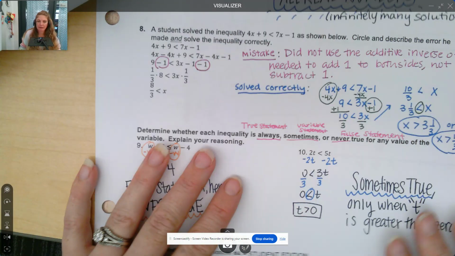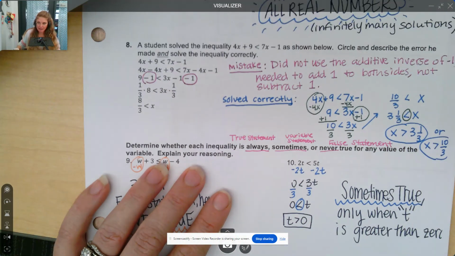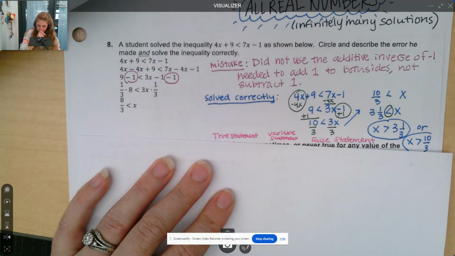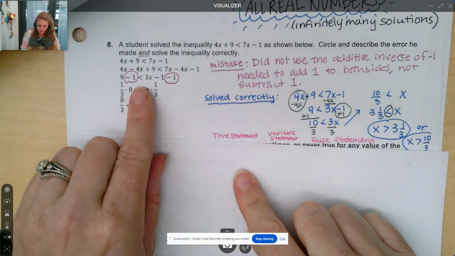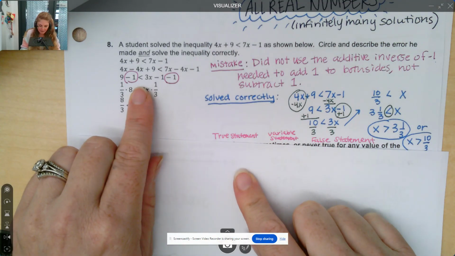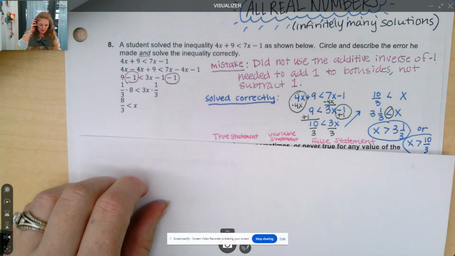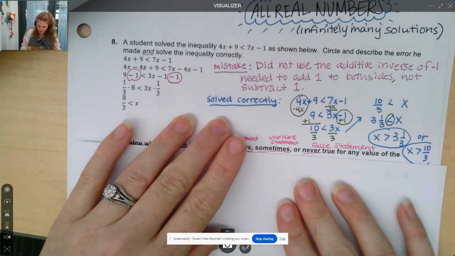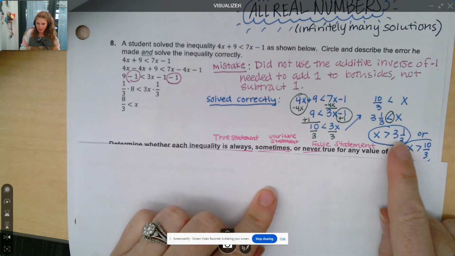Number 8, what is the mistake? Well, the mistake is they did not use the additive inverse of -1. They needed to add 1 to both sides, not subtract 1. So solved correctly, showing your work, you should have gotten x is greater than 3 and 1/3 or x is greater than 10 thirds.